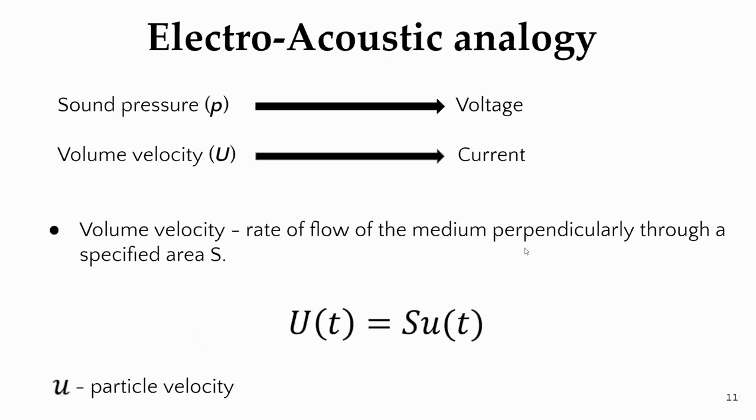Now, I'll start the electroacoustic analogy, and this is a very important analogy which we'll be using throughout. It's basically used to reduce our acoustic system into an electric system which contains voltage, current, and resistance. In this analogy, sound pressure is analogous to voltage in electricity, and volume velocity is analogous to current. Volume velocity is basically the rate of flow of medium perpendicular through a specified area S. Or in other words, it's basically area times U, where U is the particle velocity. That is the volume velocity, which is analogous to current.